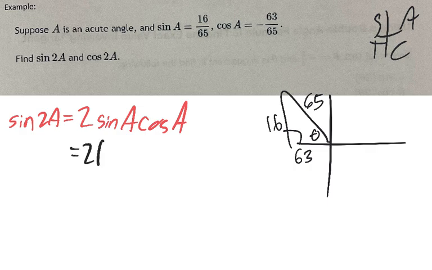So what is sine of A? 16 over 65. What is cosine of A? Negative 63 over 65. 2 of them equals 32 over 65. It's not asking for 2 of them, is it? It's 2 of these. That's fine. So it's 32 over 65 times this.